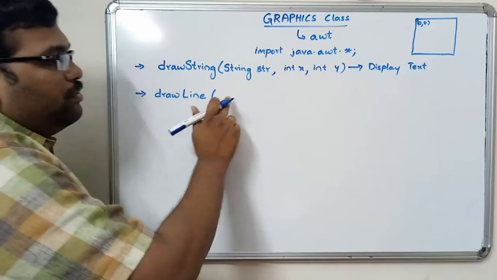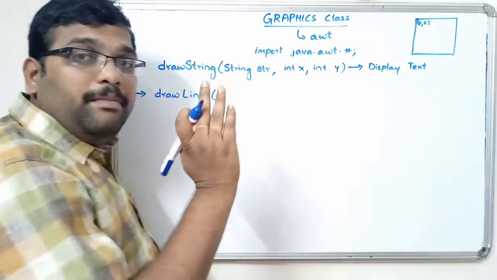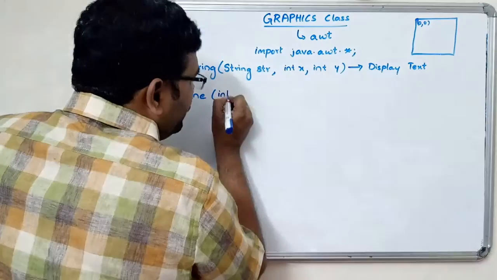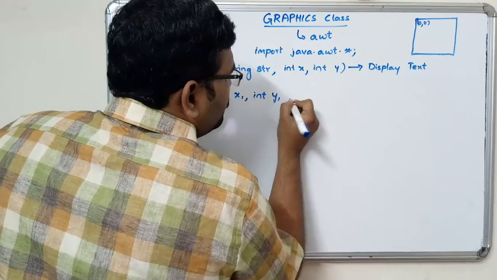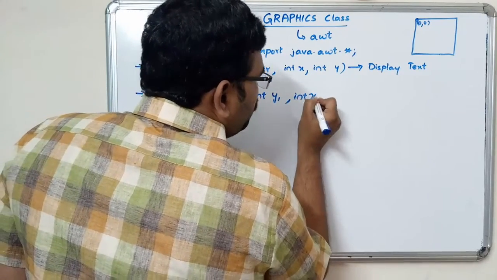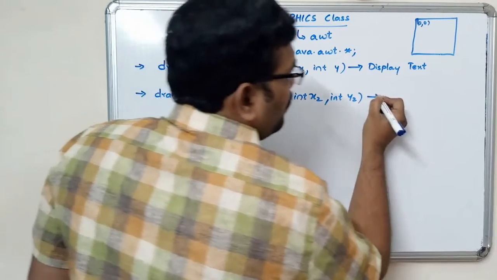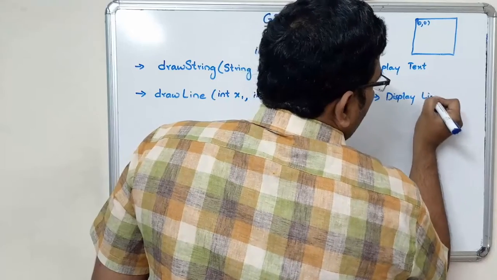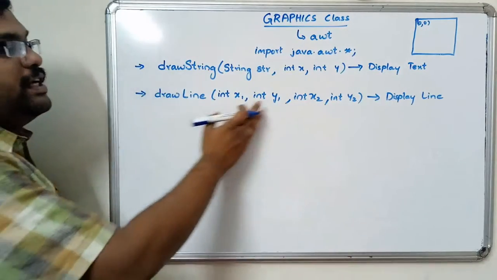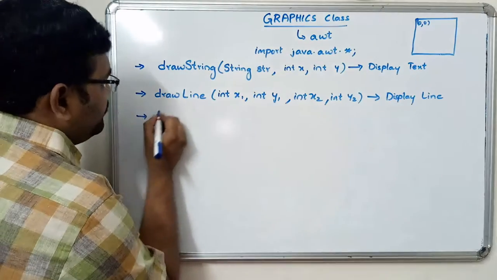Here, in order to display the line on the applet, we have to give 4 parameters, that is 4 coordinates: int x1, int y1, int x2, int y2. It displays the line between x1, y1 and x2, y2.